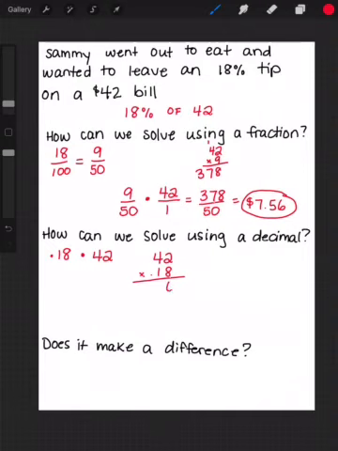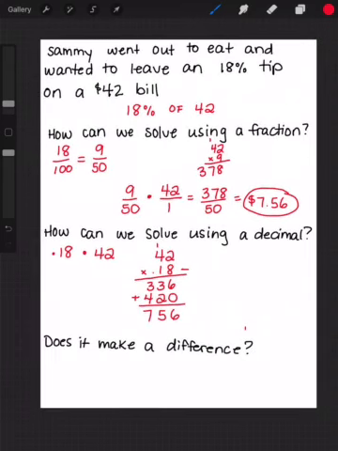8 times 2 is 16. 8 times 4 is 32, plus 1, 33. 0 placeholder. 1 times 2 is 2. 1 times 4 is 4. Add them up. 6, 5, 7. I have 2 decimal places right here, which means I have to have 2 decimal places right here. And look at that. I get the exact same answer that I did before.